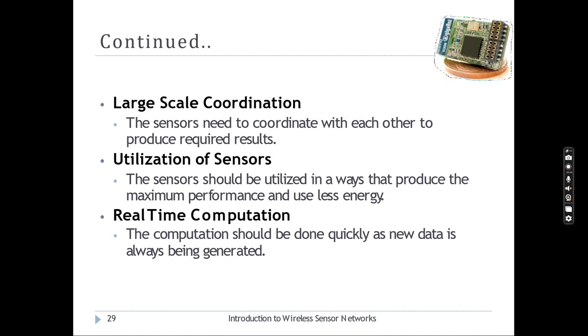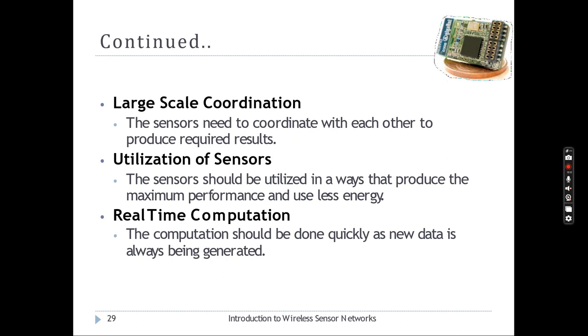Even though 500, 1,000, 1,500, 2,000, 5,000 nodes are deployed, these nodes have to work collaboratively with one another, to coordinate. Utilization of sensors: utilization of the sensor should be effective. See, the sensor has limited computation power and limited energy consumption. Why? Because it is a battery. So when you design a routing protocol or MAC protocol, you should consider these limitations, and the system has to produce effective performance.